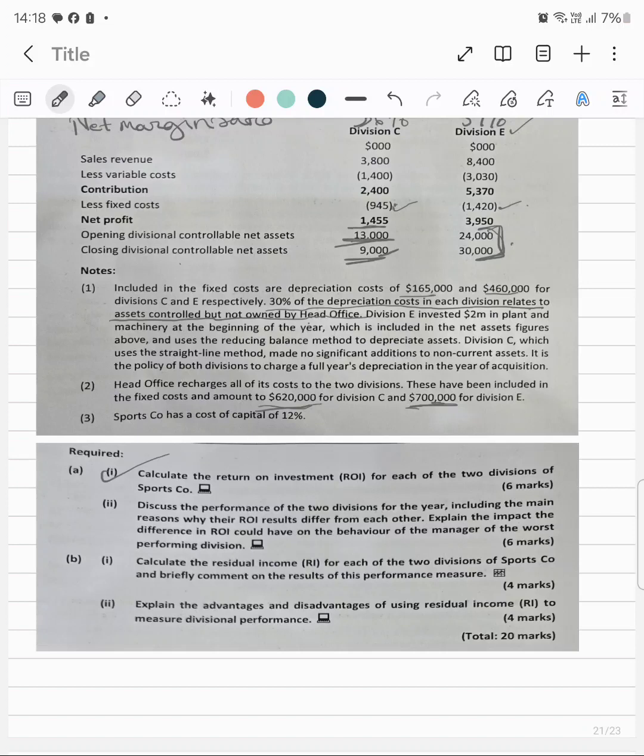So, based on the result, the manager of division C will get a bonus and the manager of division E will not. This will have a negative impact on the motivation level of the manager of division E and may discourage them from making future investments unless a change in the performance measure is adopted.